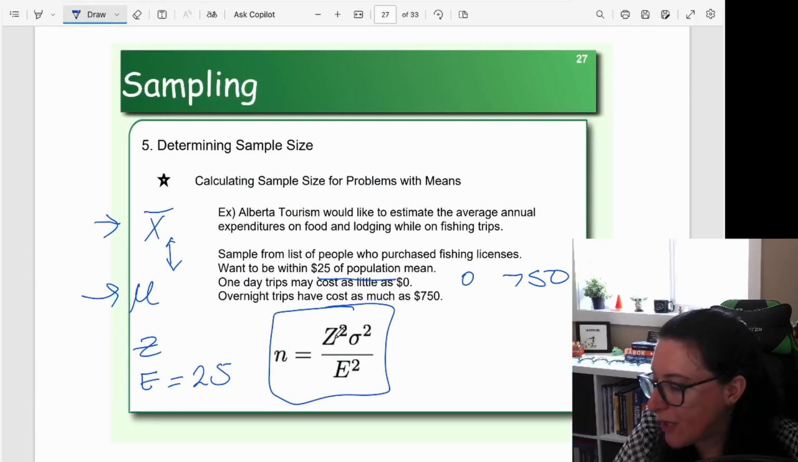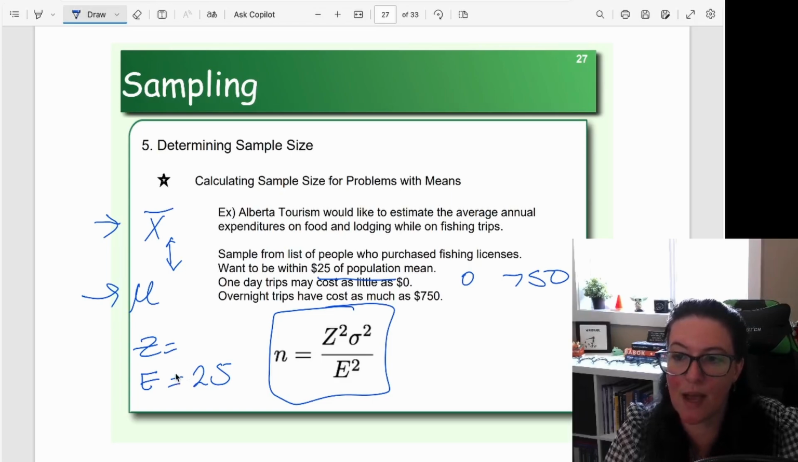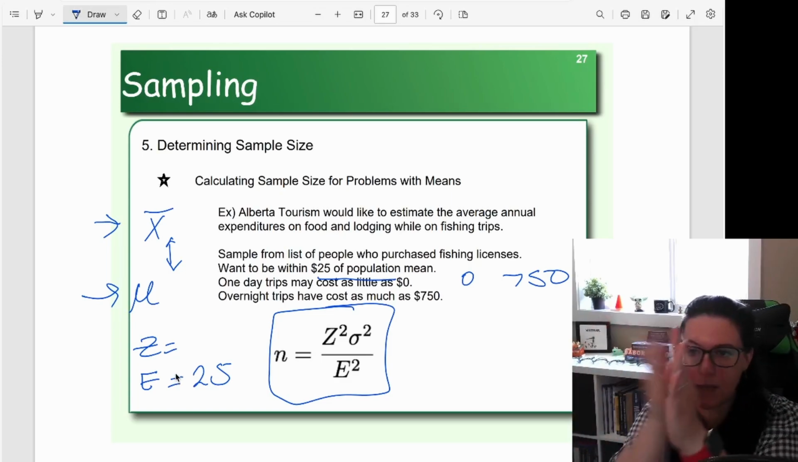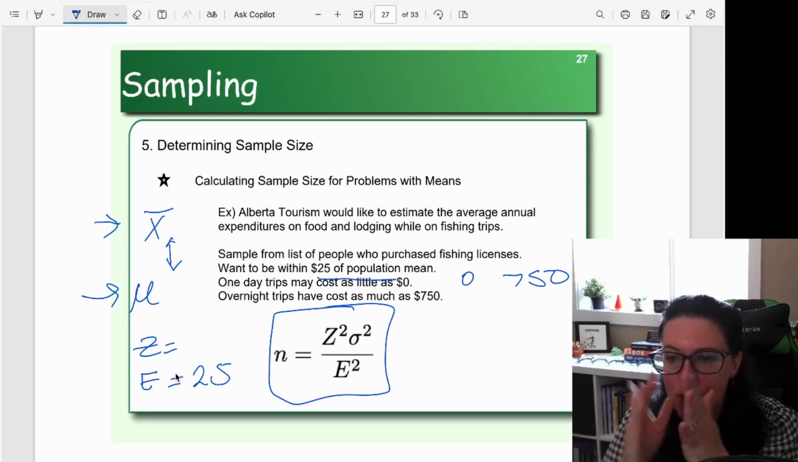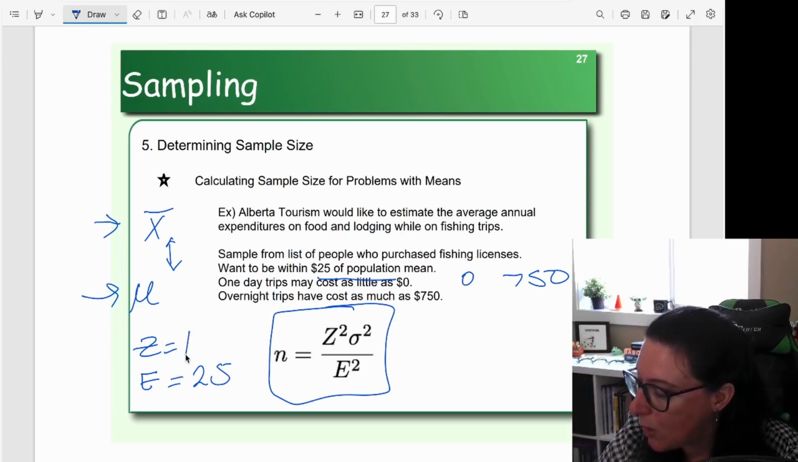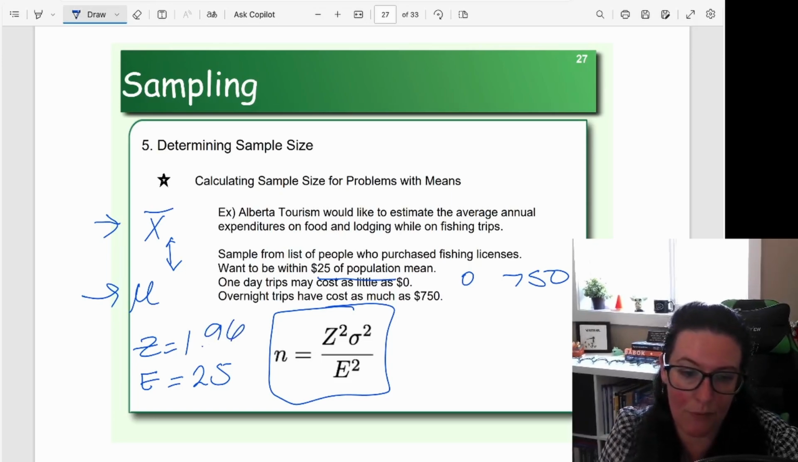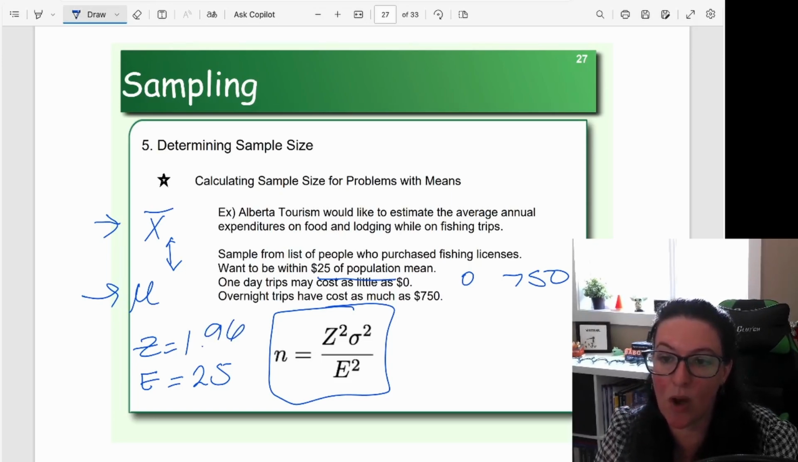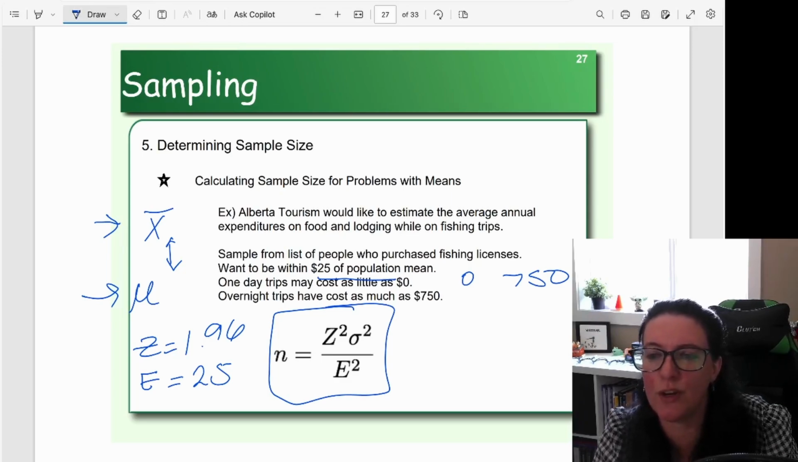So in this particular case, the Z we would use if we want to be accurate 95% of the time, so each average, remember, is going to be a little bit above and below the population average, but it needs to be close to that population average 95% of the time, we would use a Z of 1.96. If you need to be 99% confident, then 2.58. Those are usually the two that you're going to use.